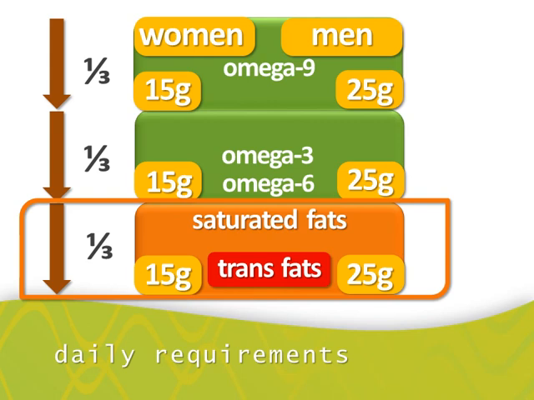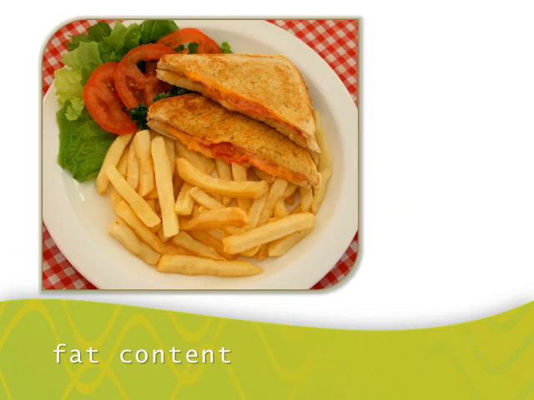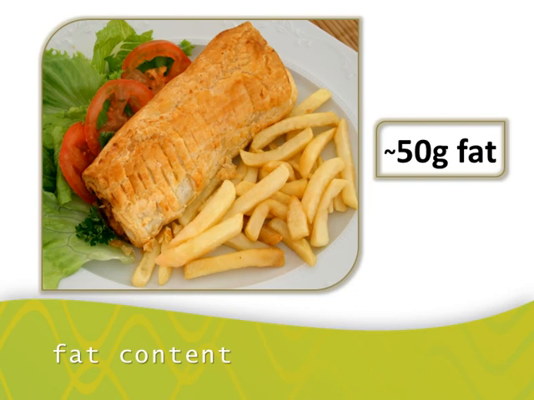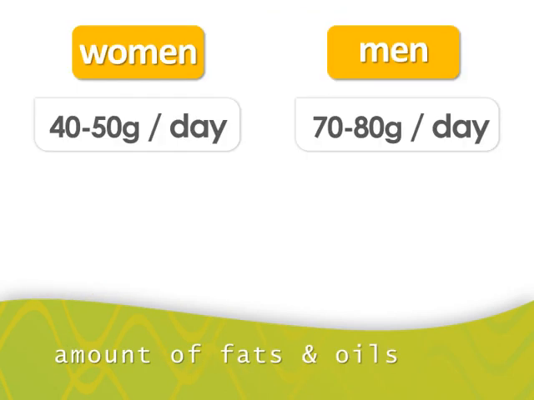Your quick fix lunch consisting of a toasted ham, cheese and tomato sandwich and chips adds up to about 50 grams of fat. So does a pie and chips. For many of you, this accounts for your total fat intake for the day.